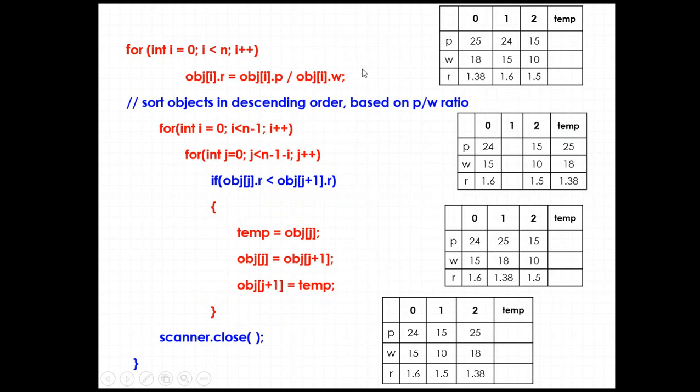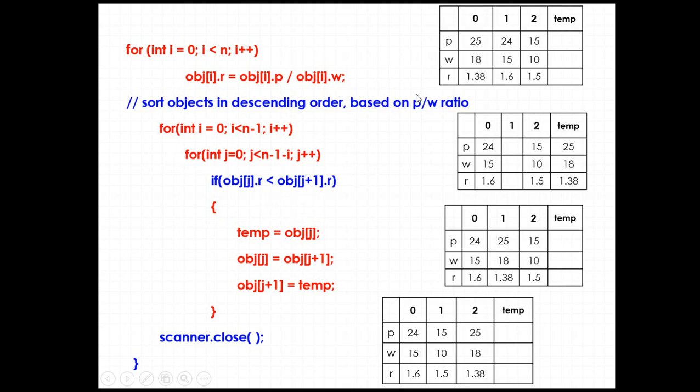Next, after reading the values of P and W, what is the next step? As I said, we are going to calculate the ratio P by W, and the result is going to be stored in R. The operation is done for the 0th object, the first object and also for the second object. These two instructions show how to calculate the ratio for those 3 objects. After that, the next step is the sorting step, where we are going to use the bubble sort technique, right? So the first for loop indicates the number of passes. The next for loop, the J loop, indicates the number of comparisons.